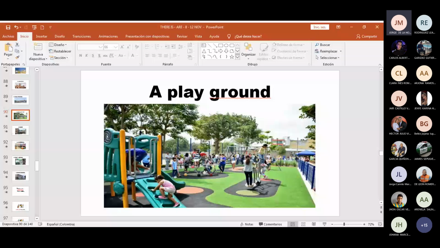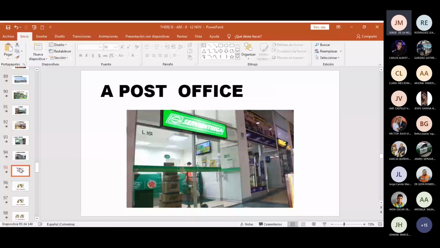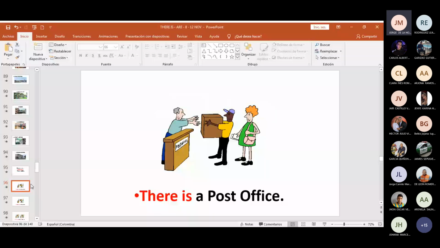Okay, student. So, what are we using, student? We are using different places, diferentes lugares que nosotros encontramos en nuestro barrio. So, we are going to talk about the expletive, students. We are going to use the expletive to indicate qué es lo que hay en mi barrio. There is or there are. ¿Qué hay en mi barrio? Okay, student. Here we have a post office.